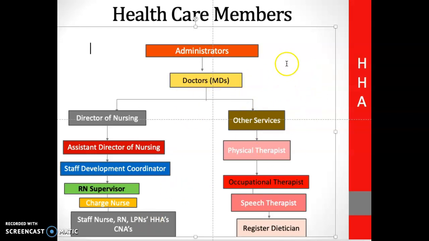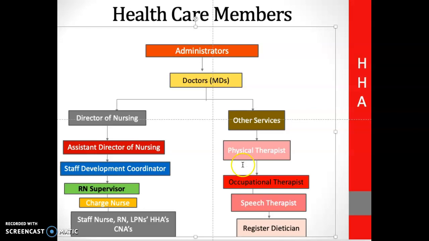On the other side of the flow chart, we have other services such as a physical therapist. So, what is the basic function of a physical therapist? A physical therapist comes in when a patient is admitted and evaluates the patient's mobility status, their functional status, and the patient's ability to perform activities of daily living.